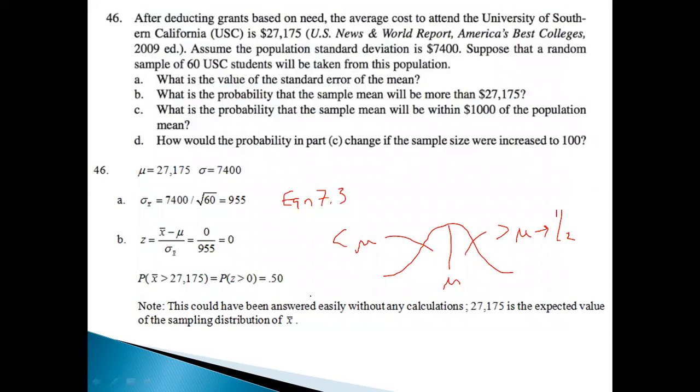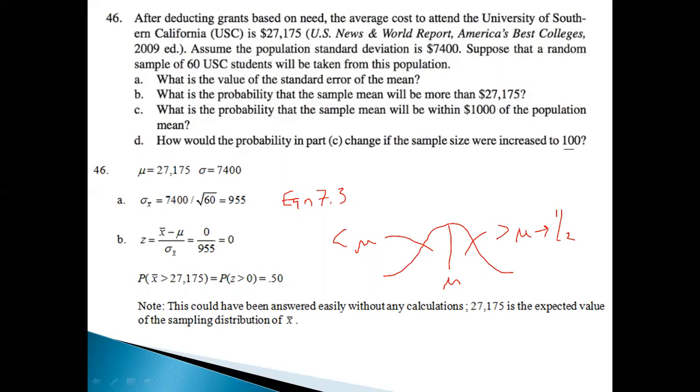All right, so 46, after deducting grants based on need, the average cost to attend the University of Southern California is $27,175. So that's the average, or the mean. Now assume the population standard deviation is $7,400. Suppose a random sample of 60 USC students will be taken from the population. What is the value of the standard error of the mean? B, what is the probability that the sample mean will be more than 27,175? C, what is the probability that the sample mean will be within 1,000 of the population mean? And D, how would the probability in part C change if the sample size were increased to 100?